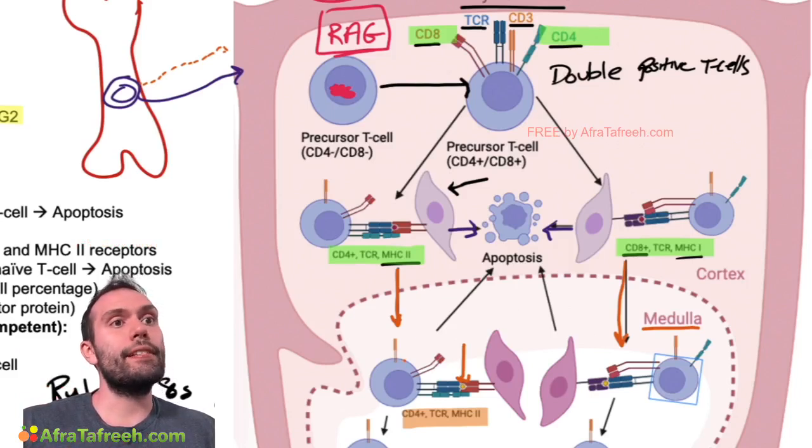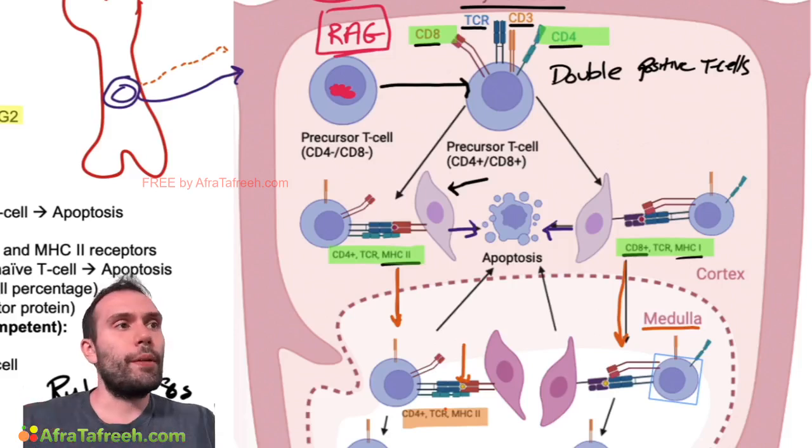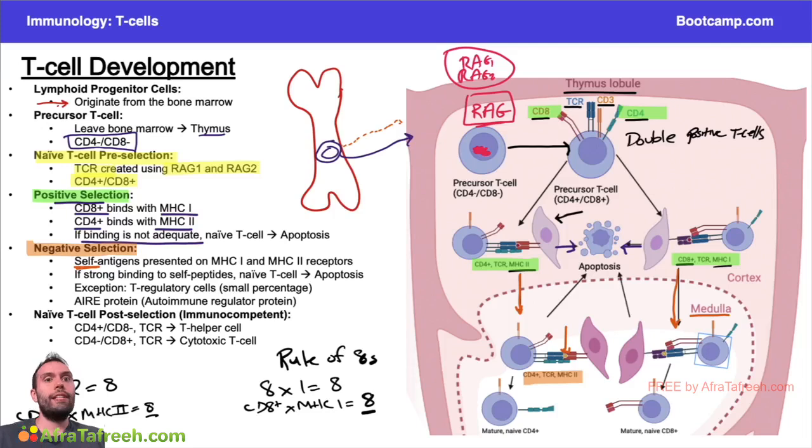Now, if the T cells bind really tightly to our own antigens, that's concerning because then we're thinking, well, it's possible that these T cells could attack our own cells. So self-antigens, again, being the key point, are antigens from our own cells presented on the MHC1 and MHC2 receptors. If strong binding occurs to self-peptides, our own peptides, then those T cells will likely undergo apoptosis. So you can see that again here. If the binding is really strong, these T cells will undergo apoptosis, okay?